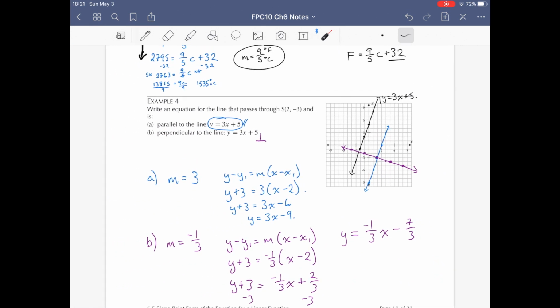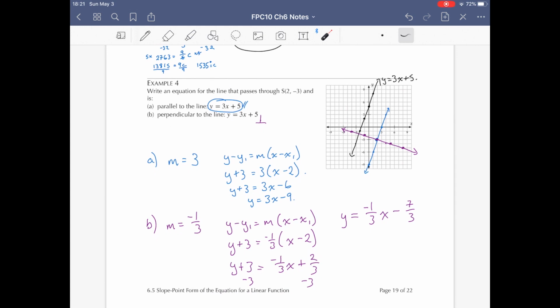All right, so I hope this was helpful to you. Hope you understand the slope point form or point slope form.